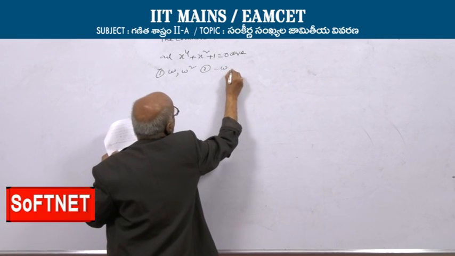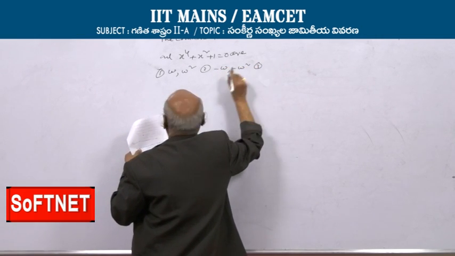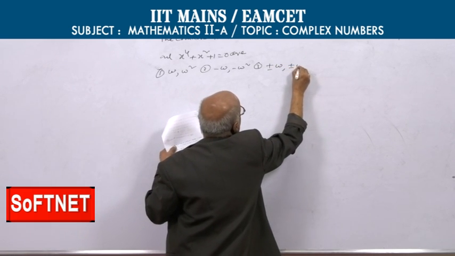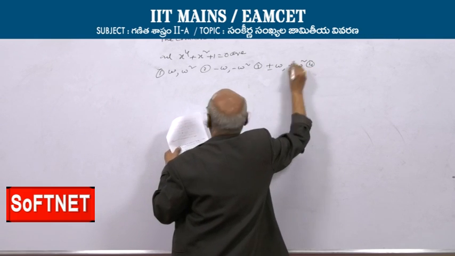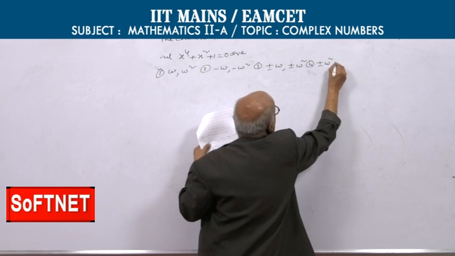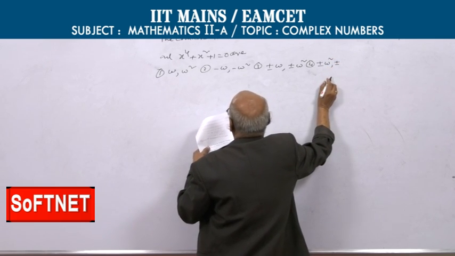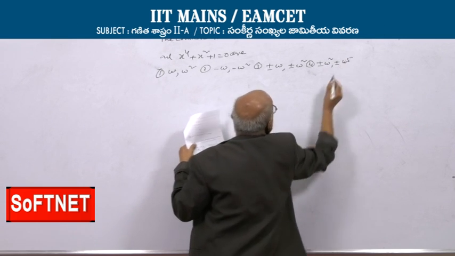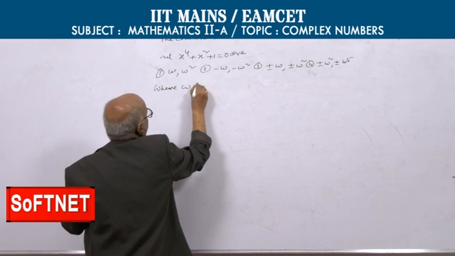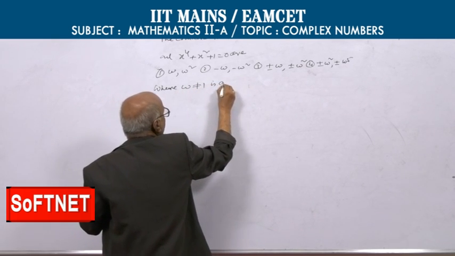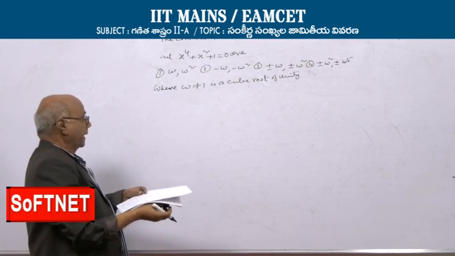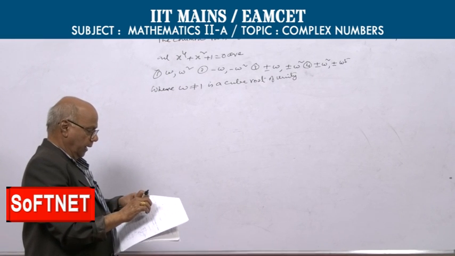minus omega square, plus or minus omega square, plus or minus omega square, plus or minus omega power 5, where omega not equal to 1 is a cube root of unity. This is once asked in, of course, I don't remember exactly the year, but it is asked in an EAMCET examination.